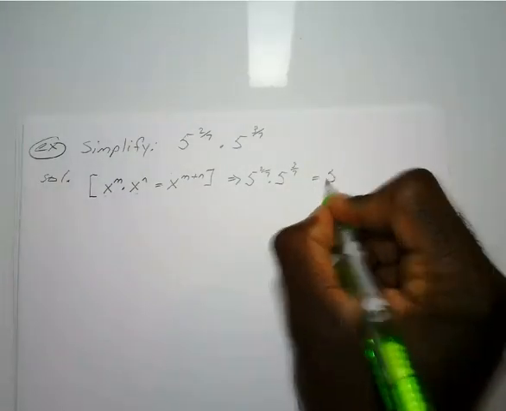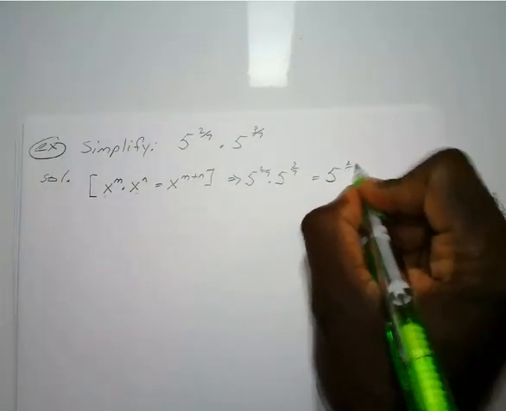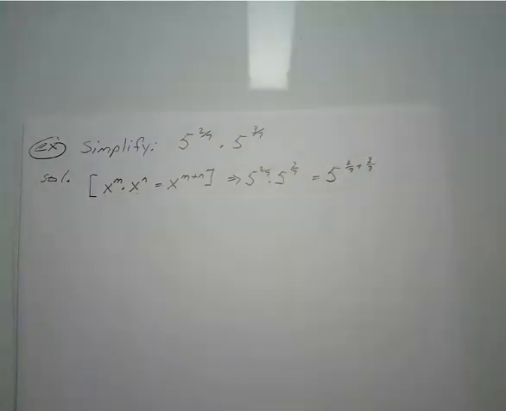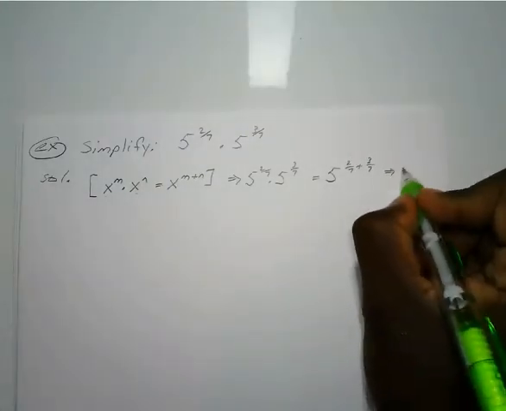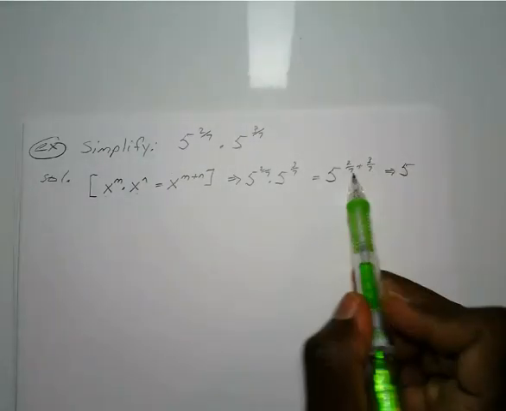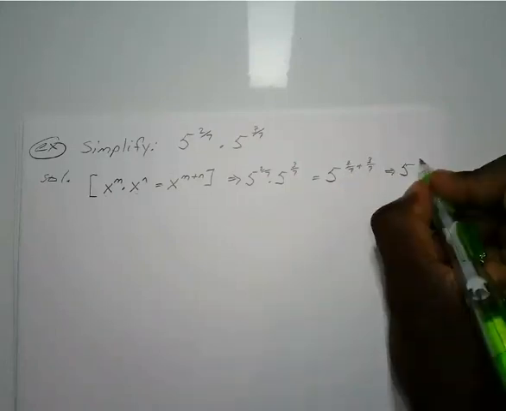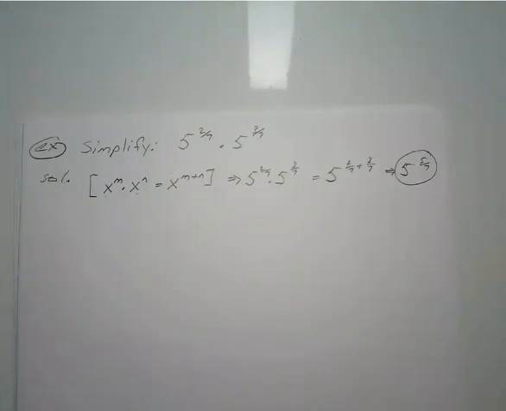is equal to 5 to the 2/7 plus 3/7 power, which would give you 5 to the, remember, when your denominators are the same, you just add your numerators, so 5 to the 5/7 power. So that would be your simplified answer.